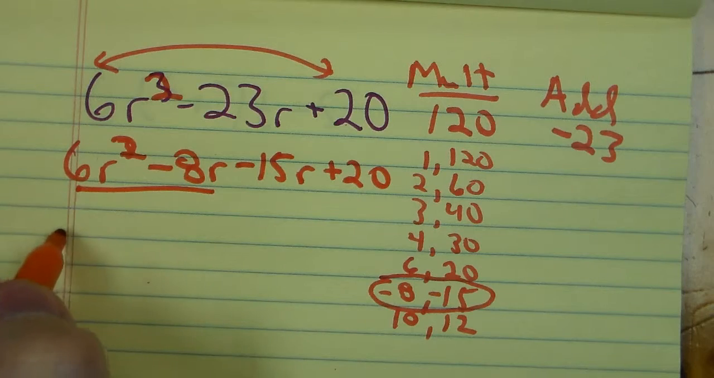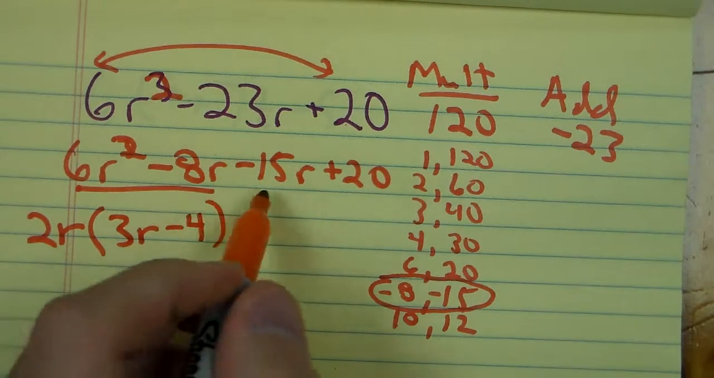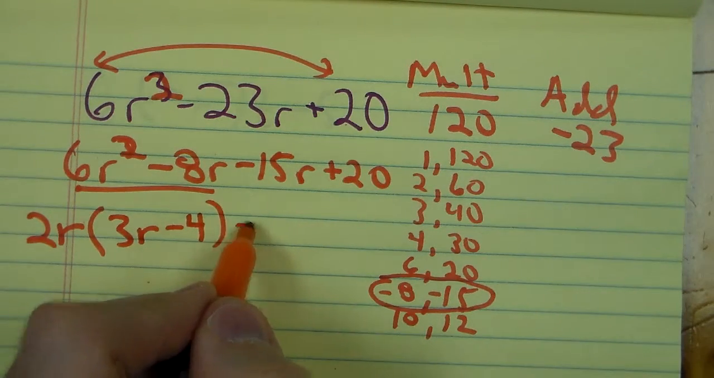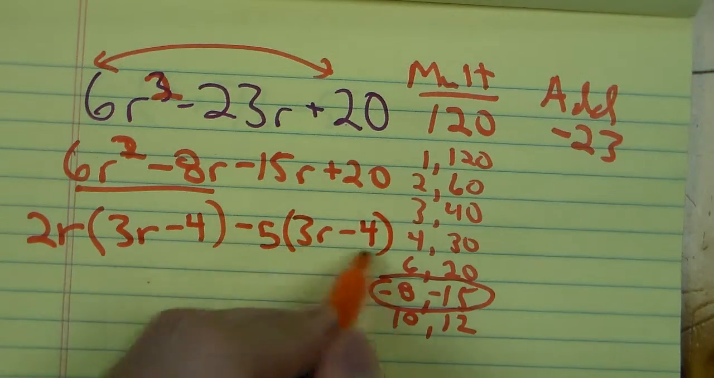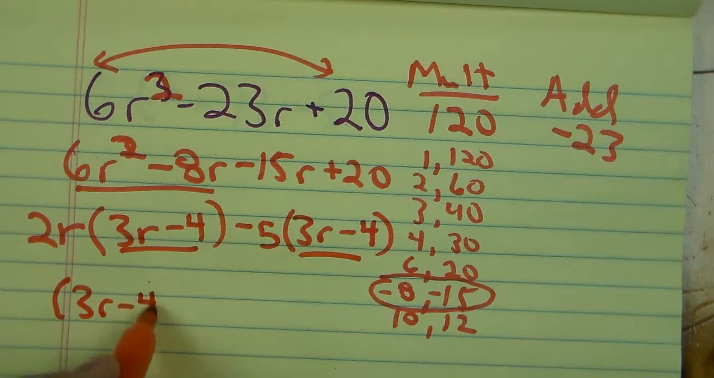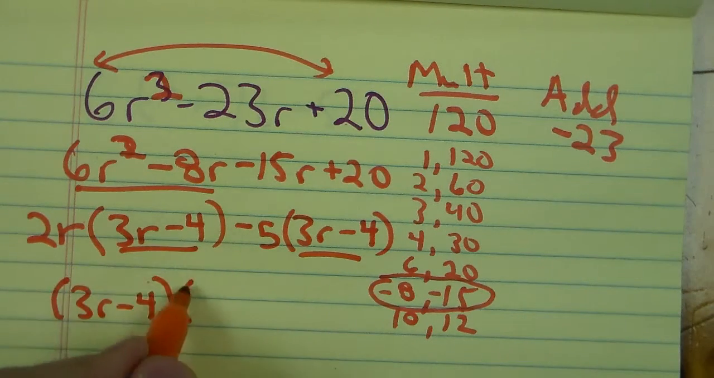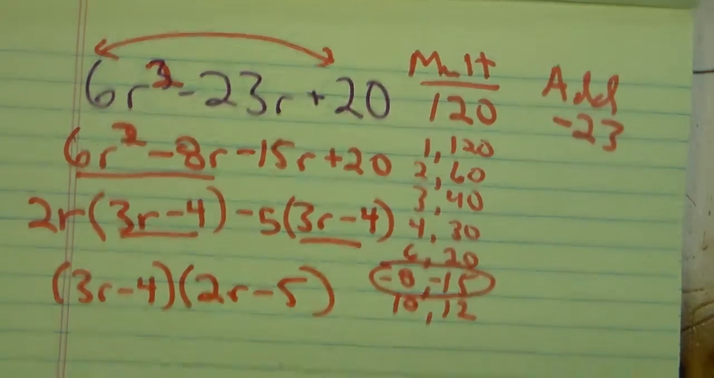First two terms, I can take out an r and a 2. So that leaves me with 3r minus 4. The next two, I can take out a -5. And that leaves me with 3r minus 4. These two come out. That becomes 3r minus 4. What's left is 2r minus 5. And we have our factors.